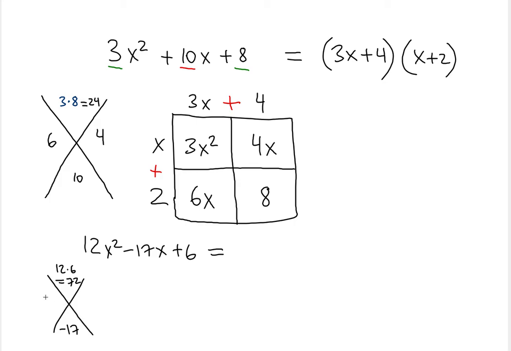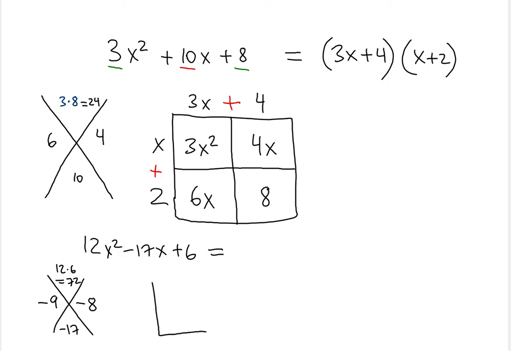You have to test many different possibilities of arriving at 72. And notice that since this is a negative sum, the two numbers should most likely be negative. So the only one that works is -8 and -9. The product of them is positive 72, and the sum of them is -8 plus -9, which is -17.